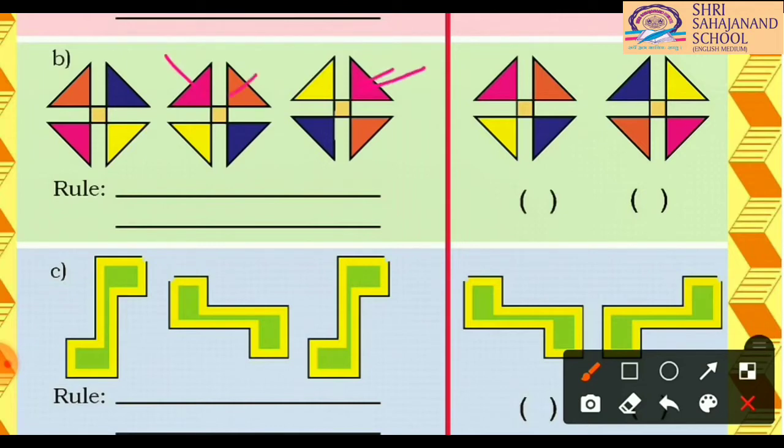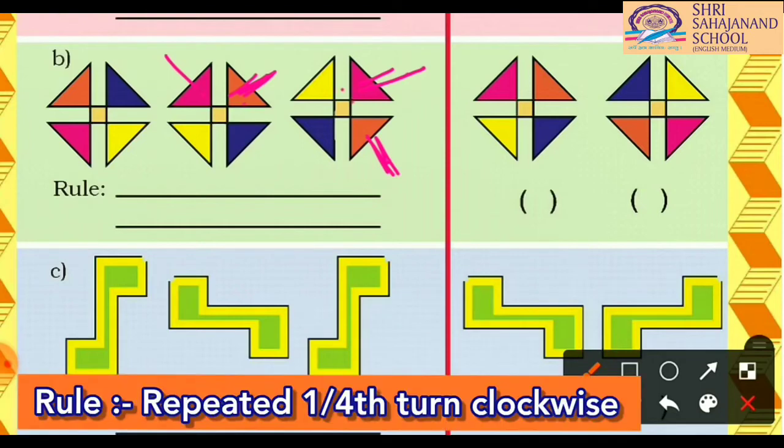Clear? Orange was on right top, now it is downside, and similarly blue one. Okay, so we can see that 1/4 turn is taking all the time. So what will be the rule? We can write the rule 1/4 turn each time in a shortcut.